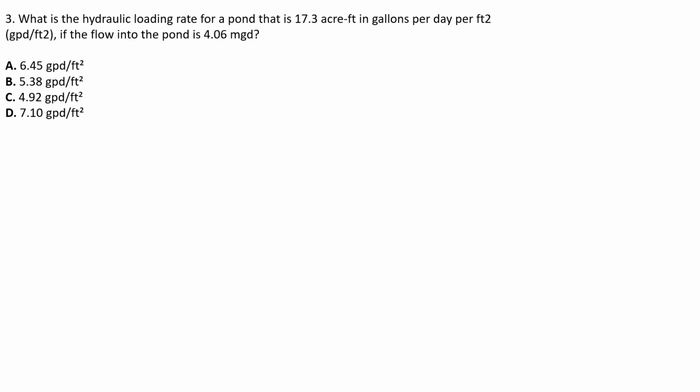Question 3. What is the hydraulic loading rate for a pond that is 17.3 acre-feet in gallons per day per square foot if the flow into the pond is 4.06 mgd? Is it A, 6.45 gallons per day per square foot, B, 5.38 gallons per day per square foot, C, 4.92 gallons per day per square foot, or D, 7.10 gallons per day per square foot?